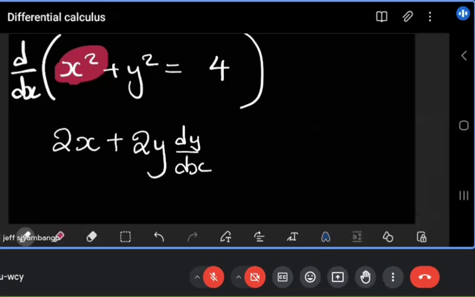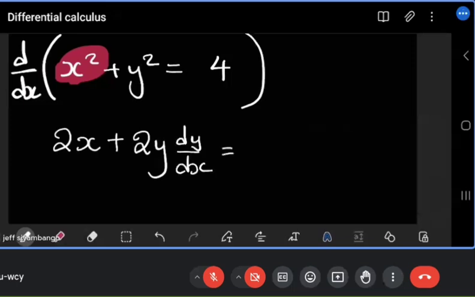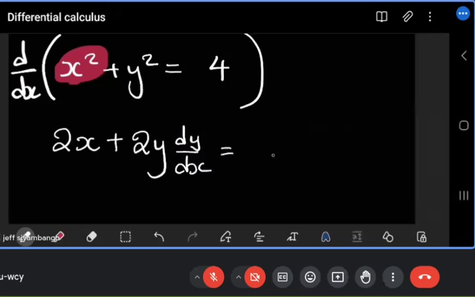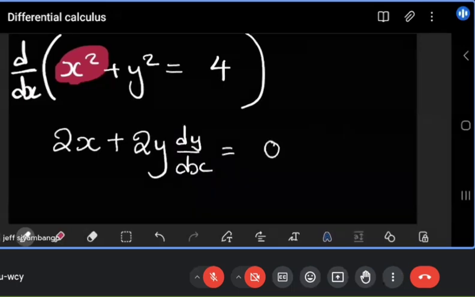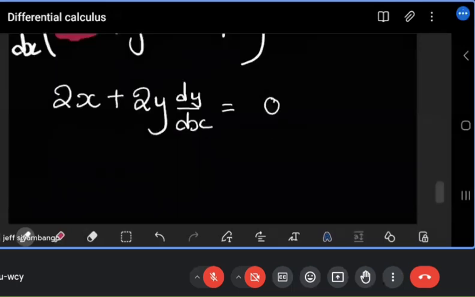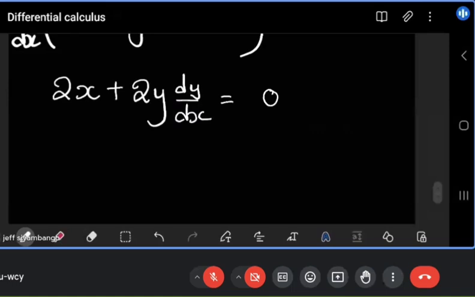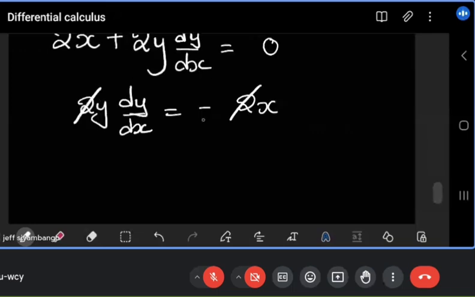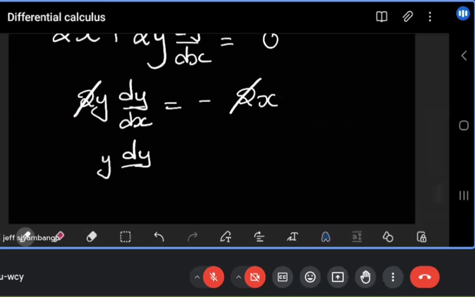So we have this. Then equal to, on the right side, we have a constant. Nothing changes. The derivative of a constant is 0. So we have this. Now what follows? Isolate. The terms with the dy dx must remain on the left side. The terms without must go on the right. Now we have 2y dy dx equals negative 2x. At this point, you see that the 2 and the 2 will divide out. So now we have y dy dx is equal to negative x.